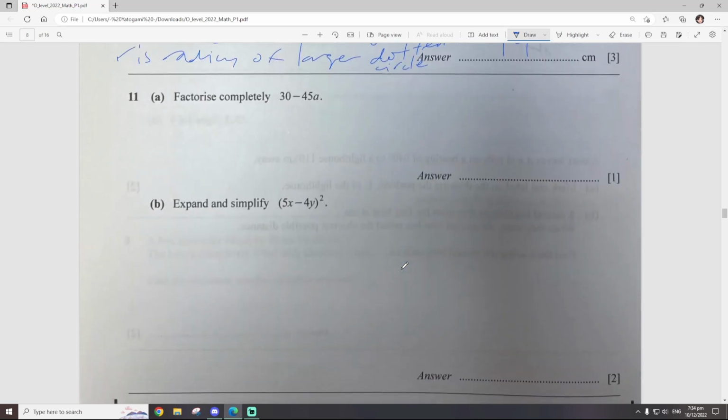Factorize completely the following expression. Okay, I think this is no problem. 15 minus 3a squared. Expand and simplify this. This is also no problem. I'm quite surprised that they actually asked this question. The arrangement of the questions this year was a bit strange because there were some easy and some hard questions mixed together instead of putting all the easy ones first.